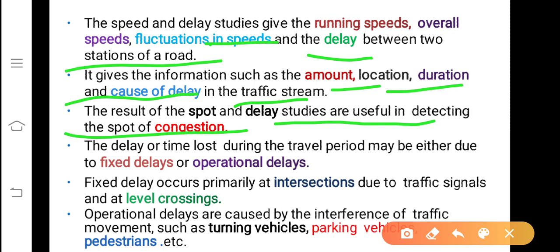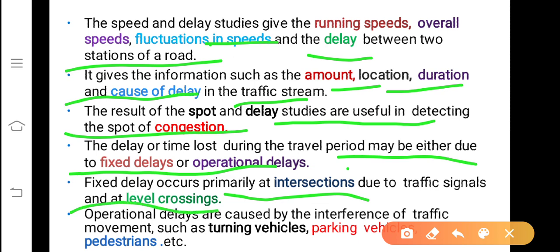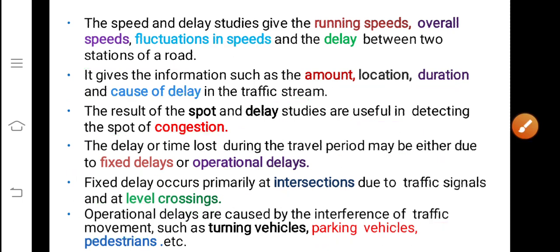The delay or time lost during the travel period may be either due to fixed delays or operational delays. Fixed delay occurs primarily at intersections due to traffic signals and at level crossings. Operational delays are caused by the interference of traffic movement such as turning vehicles, parking vehicles, pedestrians, etc.